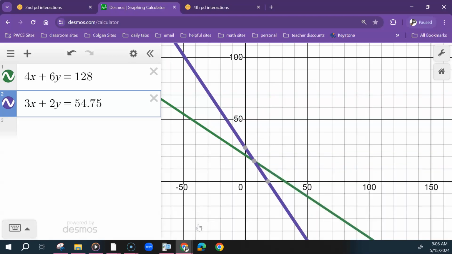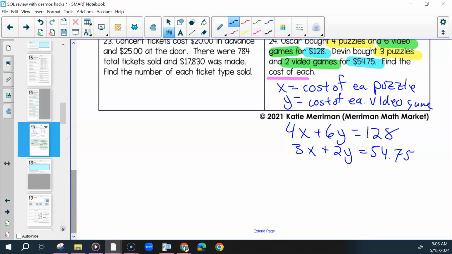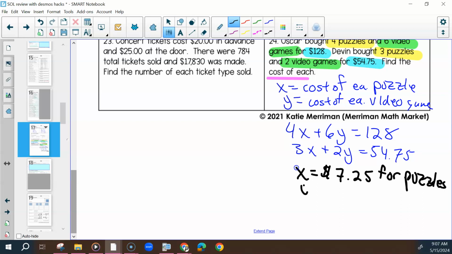And you're looking for those two lines and where do they cross. And that would tell you the cost of each: $7.25 for X, which was the puzzle, and $16.50 for Y, which was the video games. Other questions?